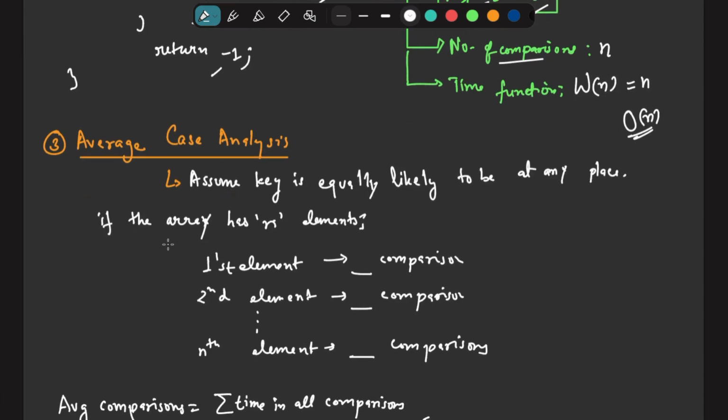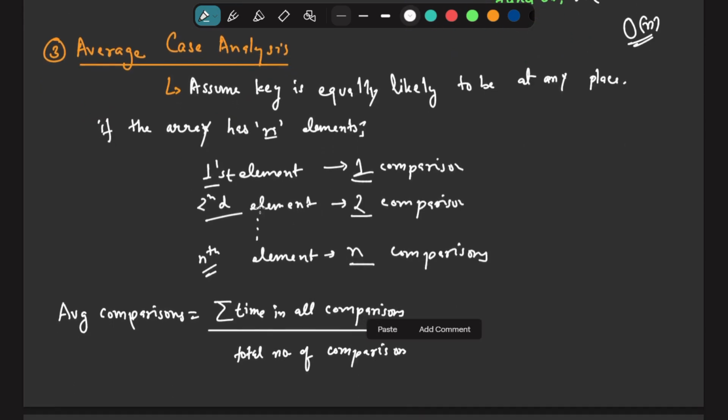For the average case we assume that the key is equally likely to be at any place. So if the array has n elements, if the key is at the first element, one comparison will take place. If the key is at the second element, two comparisons will take place. Similarly, if the key is at the nth element, n comparisons will take place, and the average comparisons will be the sum of all these divided by the total number of cases.